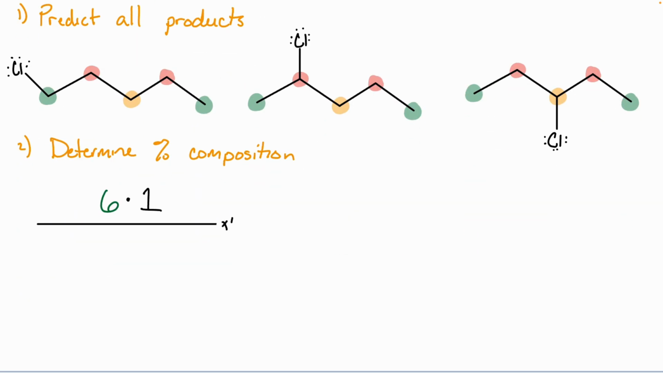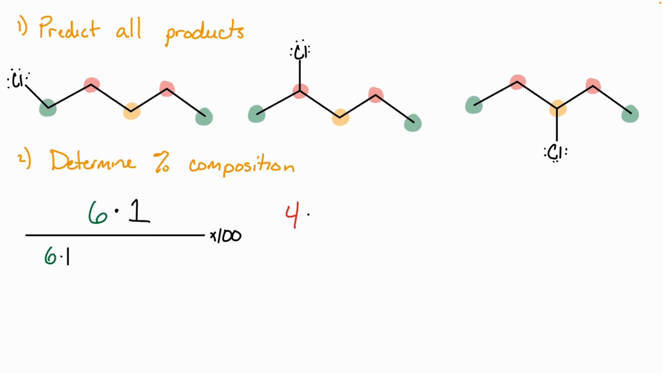All right, so I'm going to start building my denominator here. 6 times 1. Okay, going on. My red group has how many hydrogens in it? 4 times that reactivity factor, which is greater for our secondary carbons. We get a reactivity factor of 3.9. All right, so I'm going to add that to my denominator here. 4 times 3.9. Then we got one more term here. I'm going to use that same reactivity factor of 3.9, but now there's only 2 hydrogens in that group.